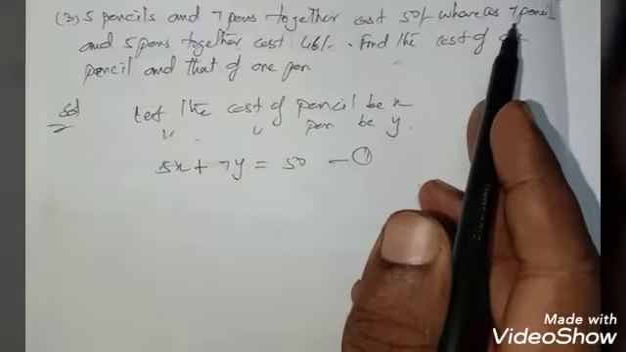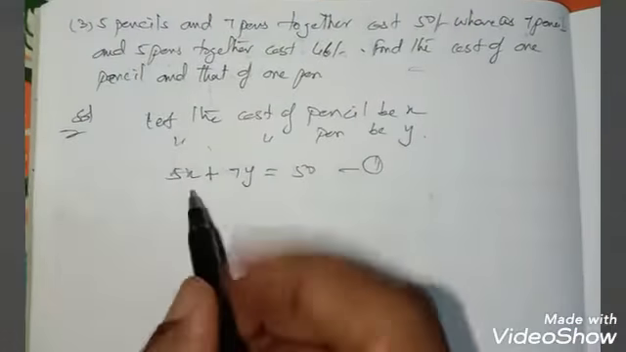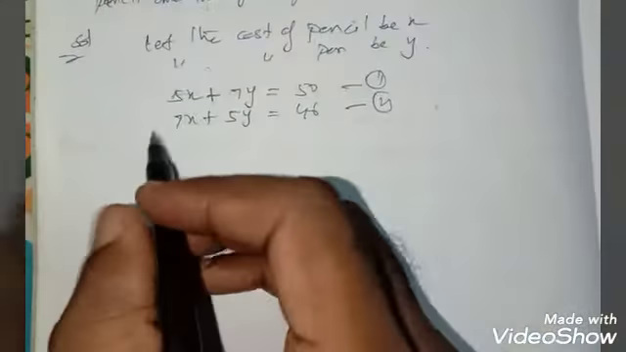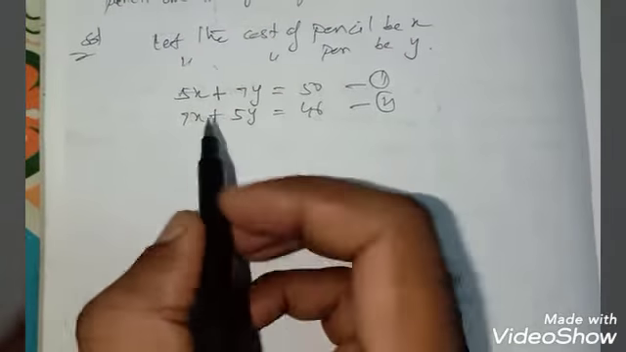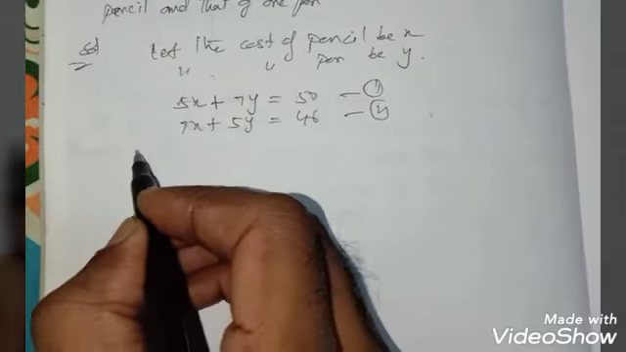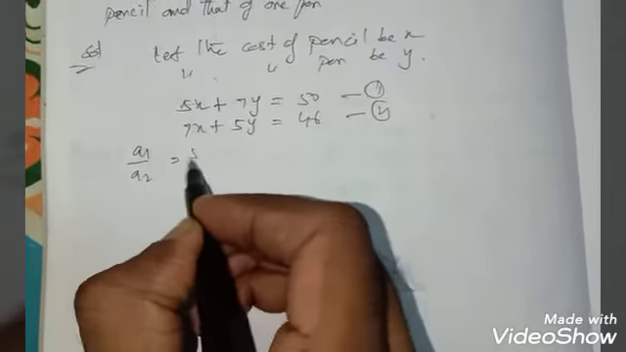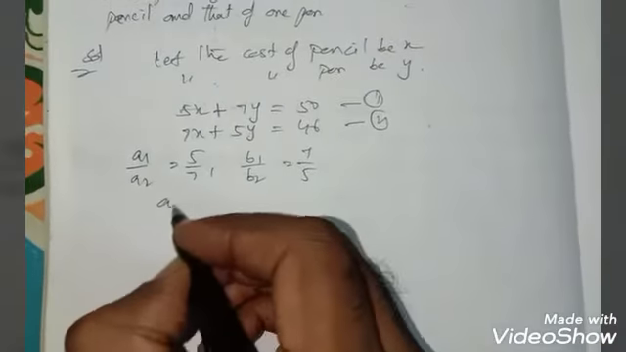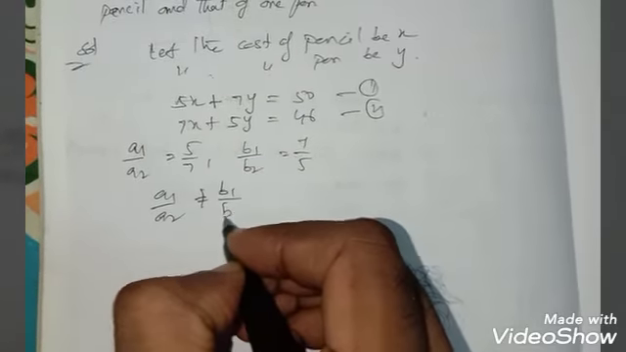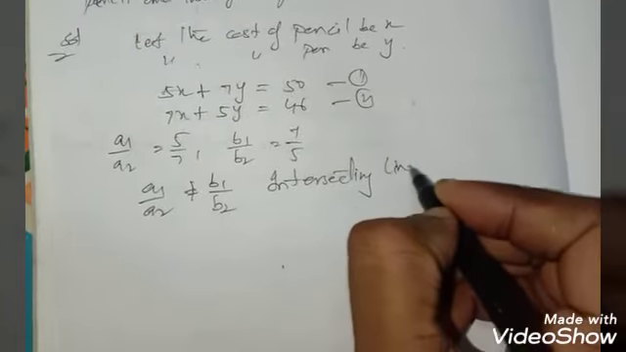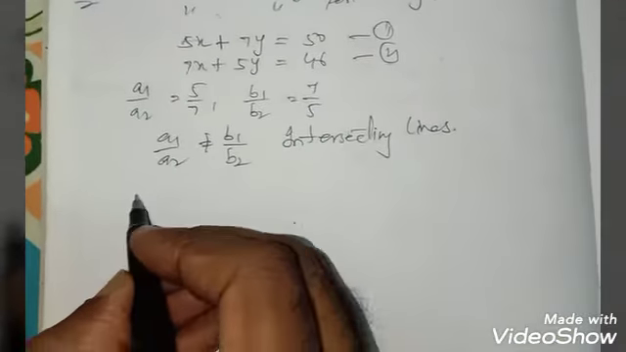Now if you want a second equation, you have to go for the second step, that is 7 pencils and 5 pens. Means 7 pencils and 5 pens together cost 46. This is my second equation. Now after that you have to go for its graph. Before going to the graph, we have to show whether the lines are intersecting or parallel. So a1 by a2 is equal to 5 by 7. Next, b1 by b2 is equal to 7 by 5. Both are not equal, so I can say a1 by a2 is not equal to b1 by b2. So they are intersecting lines.